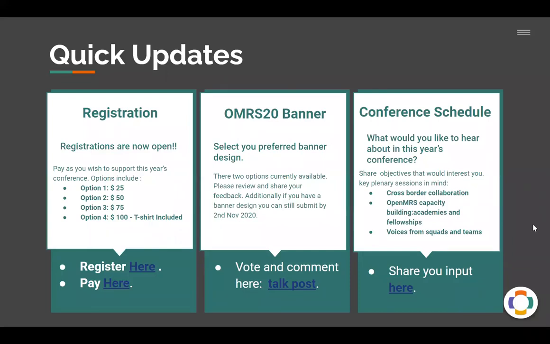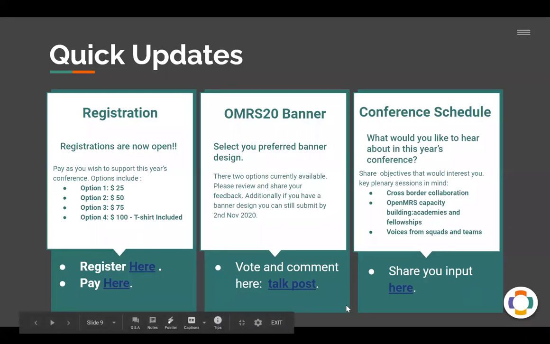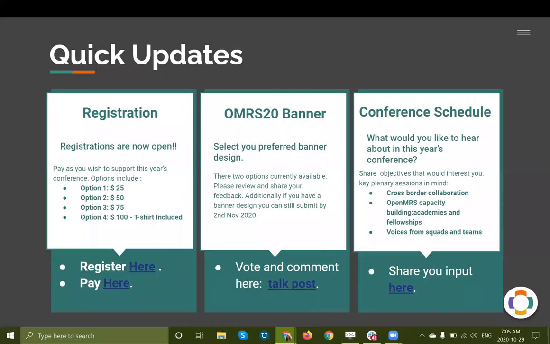Registrations are open, and this year we have a different mechanism. We are requesting people to pay as they wish, given it's a virtual conference and we would still like to keep it as cost neutral as possible. We have four different options: $25, $50, $75, and $100, which include a t-shirt. Please take note that you may not get the t-shirt before the conference. However, you will definitely get your t-shirt. I have put in the links to register and make a payment, and I'll also post that in the chat window.